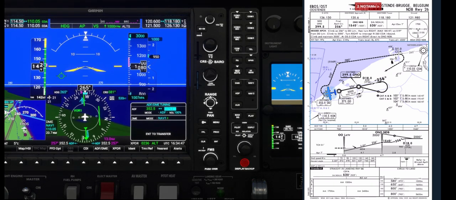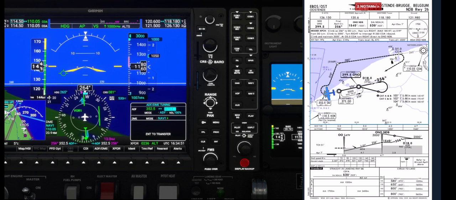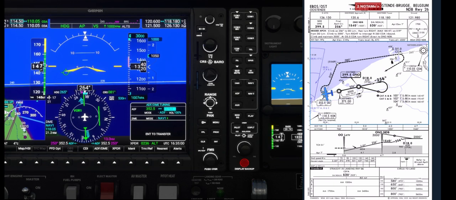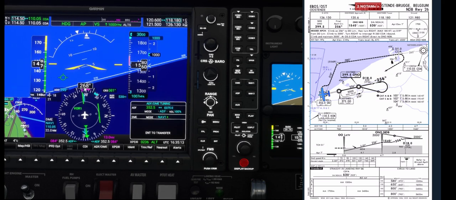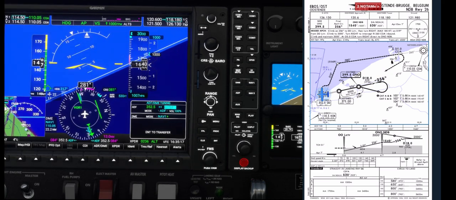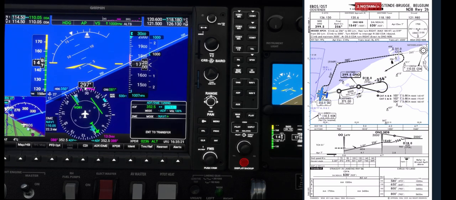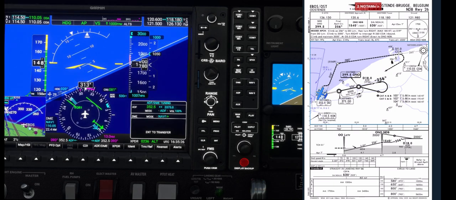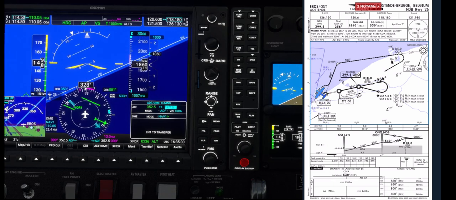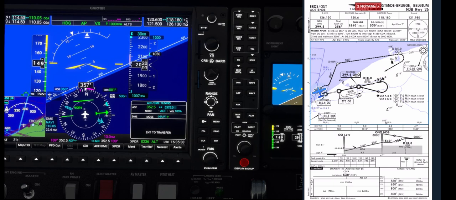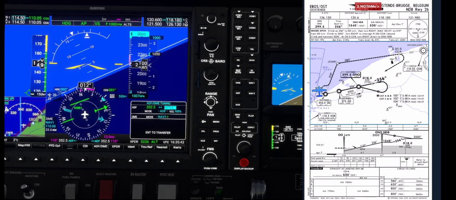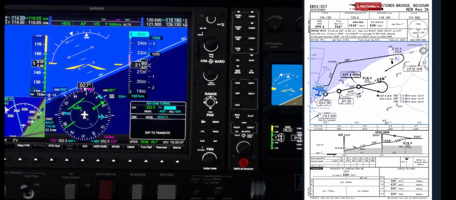The altitude bug should have been set to 2,000 feet according to procedure. We should have made a level off at 2,000 feet and waited to set course to Costa to climb to 3,000 feet.